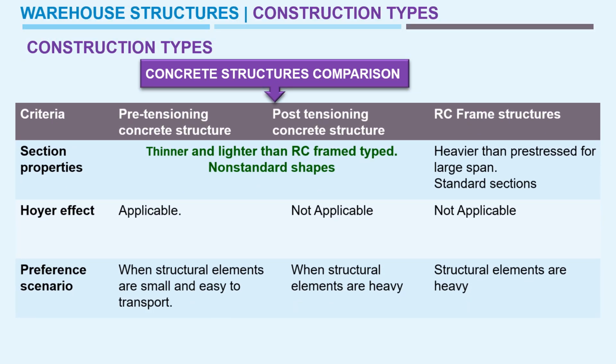The fourth category is section properties. For pre-stressed, pre-tensioning and post-tensioning concrete, sections are thinner and lighter than the RC framed type. Non-standard shapes are also applicable, but RC frame structures will be heavier than pre-stressed, and for longer spans we need to provide higher depth. There is a span to depth ratio, and only standard sections are applicable. Only rectangular, circular, or square shapes are possible with RC frame structures. But in pre-stressed concrete, the section properties can be modified, even non-standard, according to the required depth.